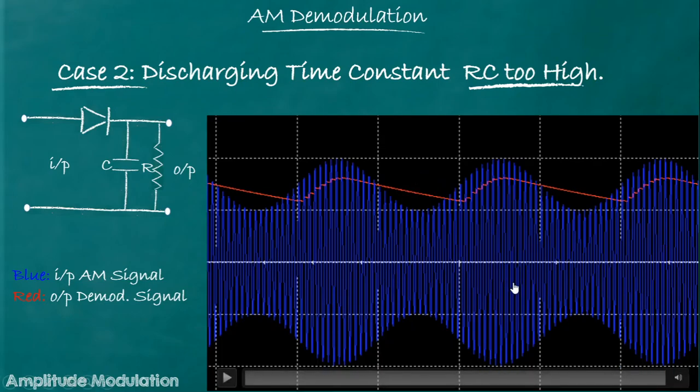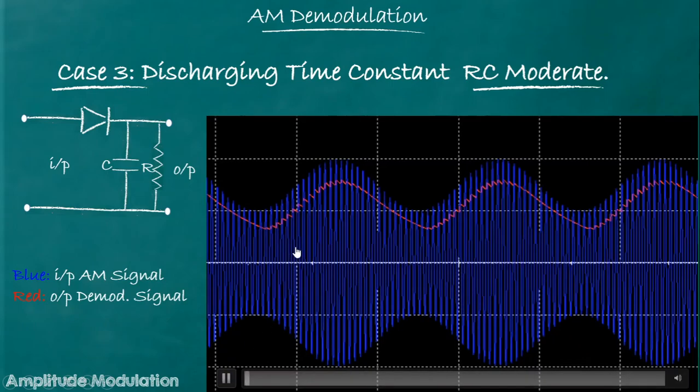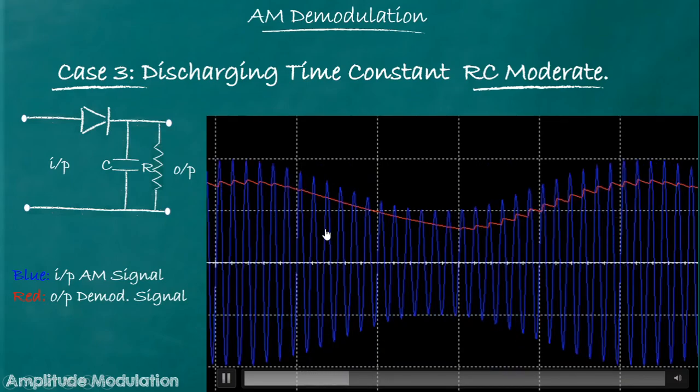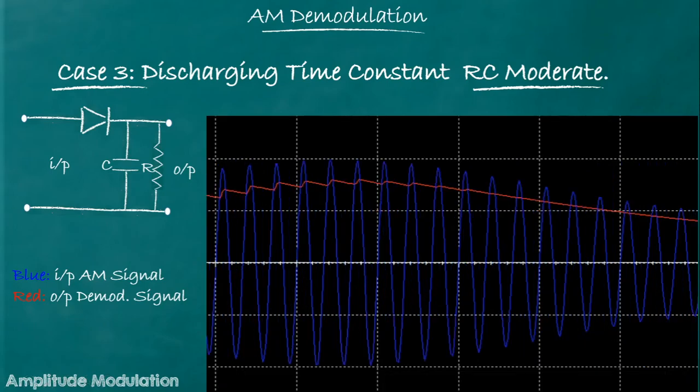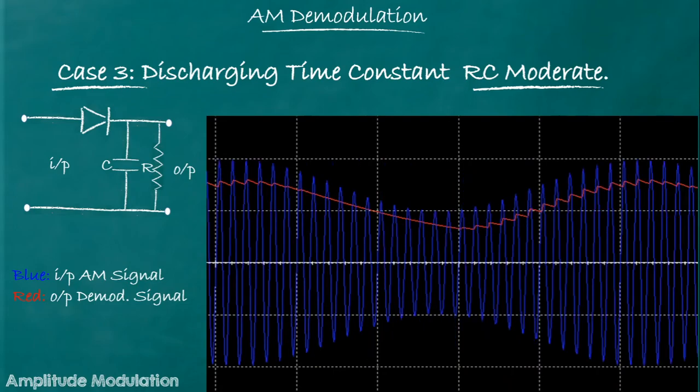So let us change the value of RC to a moderate one. Case number three, let us assume that the value of our RC is moderate. Your capacitor will neither discharge too quickly nor too slowly. Let us observe this graph. The red signal is the output signal of the envelope detector, and the blue one is the input. Your capacitor is quickly charging, but moderately discharging. It is not taking too much time to discharge, nor is it discharging quickly.